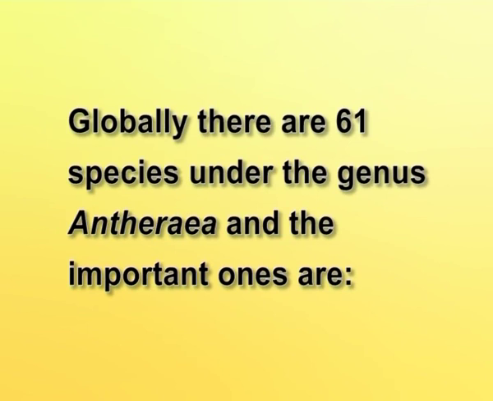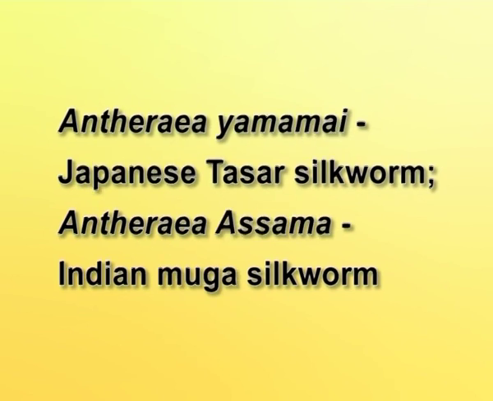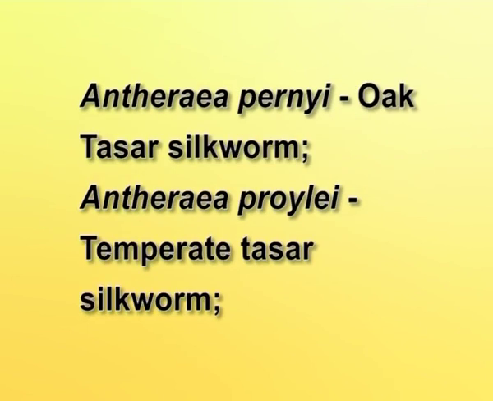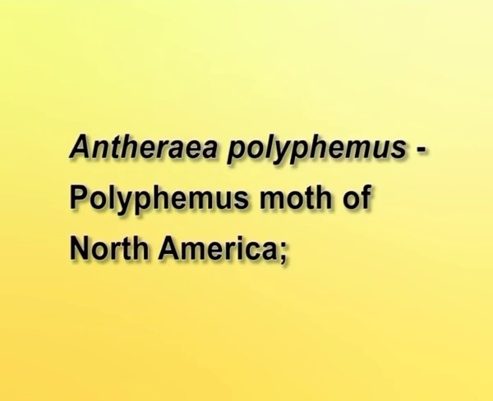Globally, there are 61 species under the genus Antheraea, and the important ones are Antheraea pernyi, the Chinese tussar silkworm; Antheraea mylitta, the Indian tussar silkworm; Antheraea yamamai, the Japanese tussar silkworm; Antheraea assamensis, the Indian muga silkworm; Antheraea proylei, the temperate tussar silkworm; Antheraea frithi, the indigenous wild silk moth of northeast India; Antheraea sivalica, an ecorace of tussar silkworm; and Antheraea polyphemus, the polyphemus moth of North America.